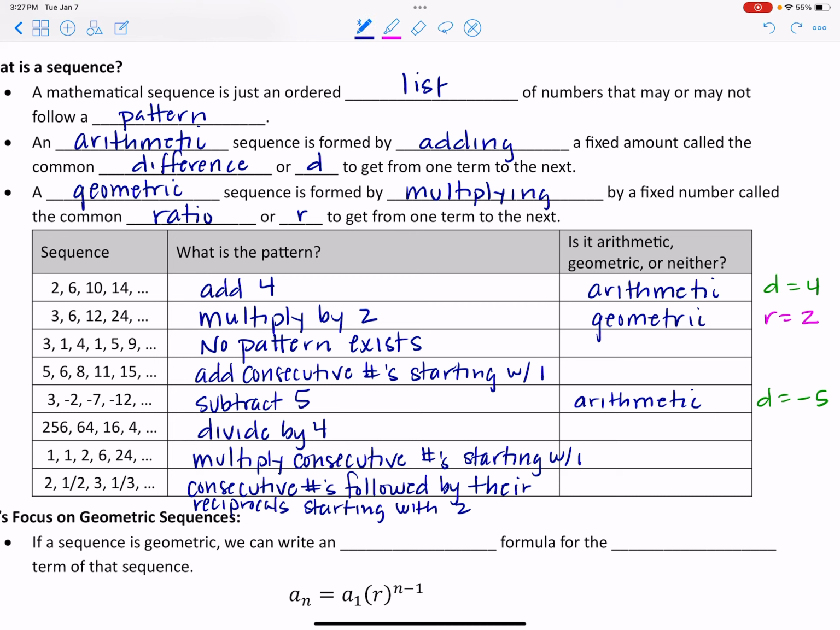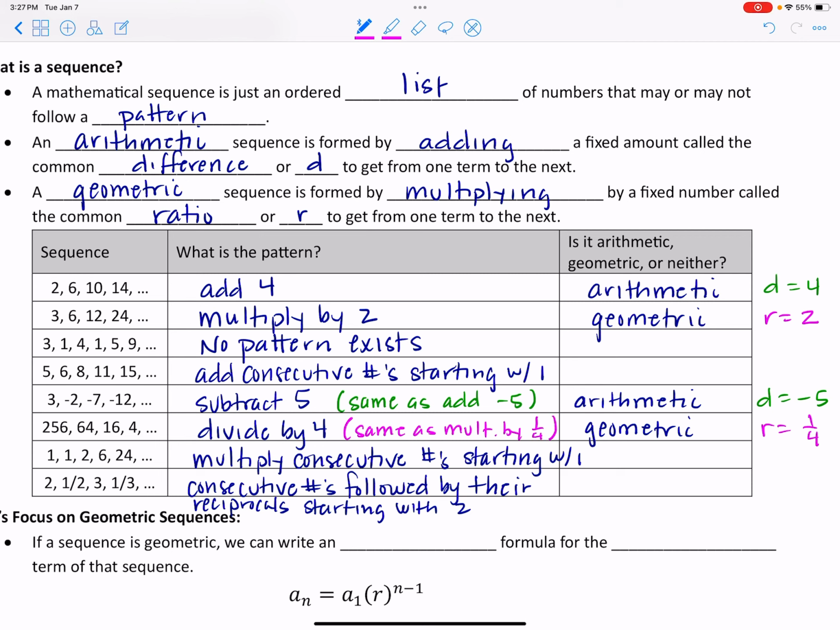So we're going to say that this is another example that is geometric, and the common ratio between these terms would be 1/4. So let's make a note here. Subtract 5 is the same as add a -5. And here, where we have this divide by 4, that's the same as multiply by 1/4.